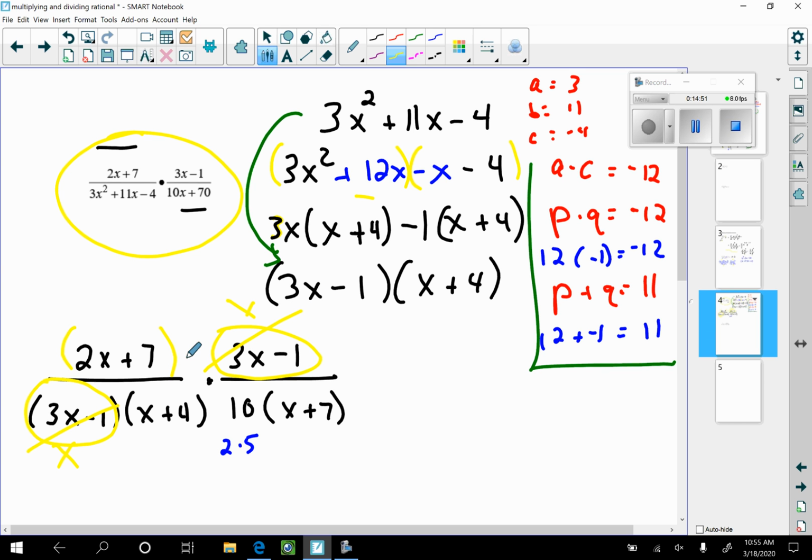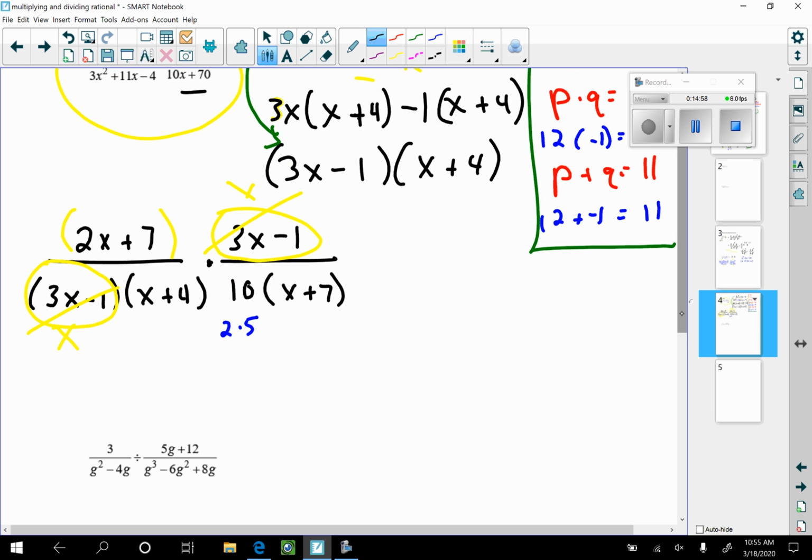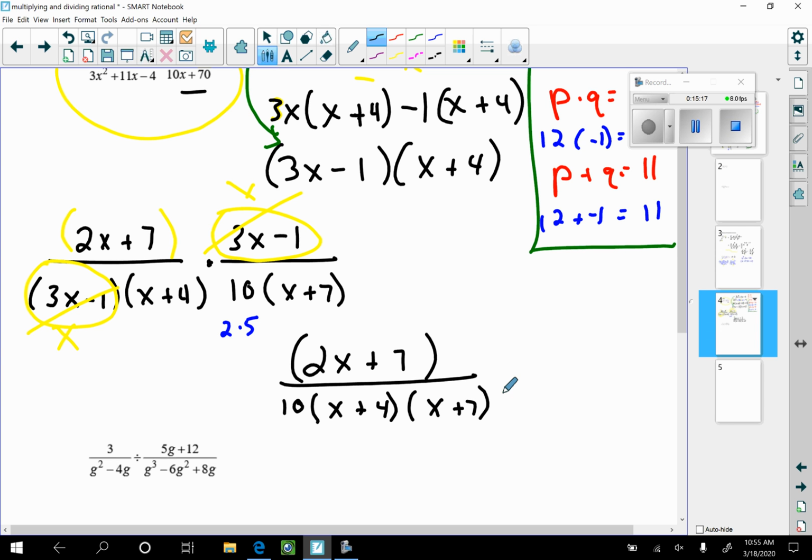And that's it. That's all that factors. And I'm just going to rewrite that. And the answer to this is going to be 2x plus 7 over a bunch of stuff on the bottom. I'm going to write the number out in front: 10 times x plus 4 times x plus 7. And that's done. This is simplified. I can't do any more factoring.